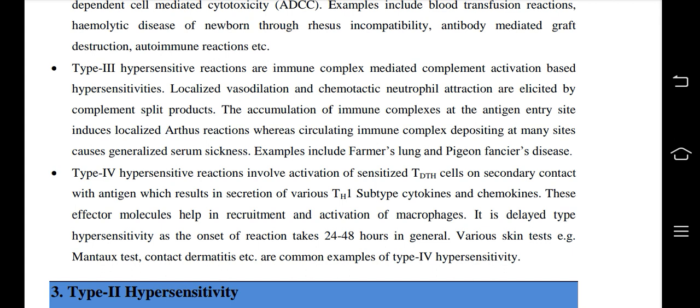Type 4 hypersensitive reactions involve activation of sensitized TDH cells on secondary contact with antigen, which results in secretion of various Th1 subtype cytokines and chemokines. These effector molecules help in recruitment and activation of macrophages. It is delayed type of hypersensitivity as the onset of reaction takes 24 to 48 hours in general. Various skin tests like Mantoux test, contact dermatitis, etc. are common examples of type 4 hypersensitivity.